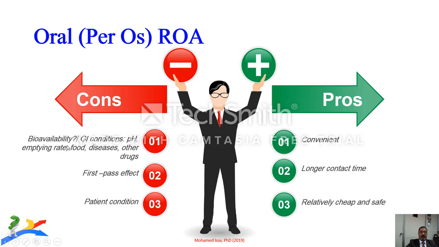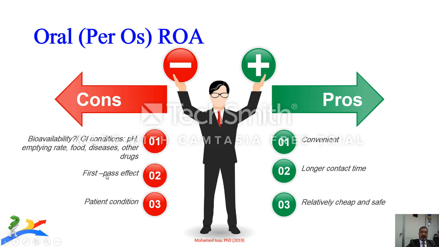In fact, we have a major problem. It is difficult to control the bioavailability, to control absorption. Of course, the drug will be absorbed, but what about the so many factors that we discussed in the last session affecting drug absorption following oral administration? What about the GI conditions, the pH of the stomach, emptying rate of the stomach, food, drinks, disease conditions? So there are so many factors affecting the bioavailability of orally administered drugs.